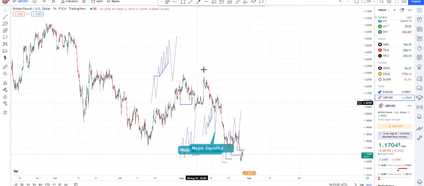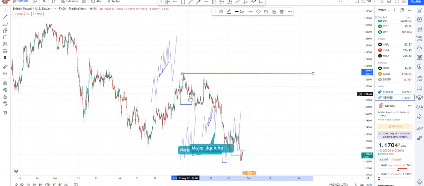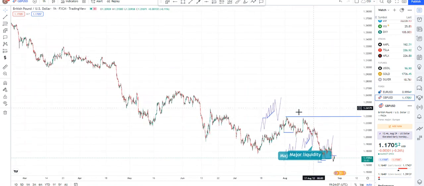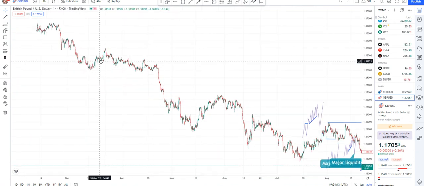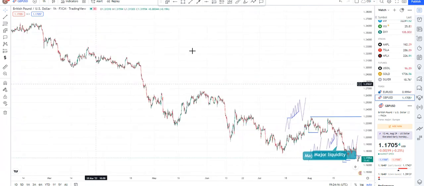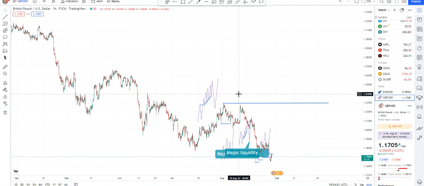If this price action now should ever come up to this place and take out this high, okay, this high is a major liquidity on this entire downtrend. Once this high gets taken out, I will be buying it for a very long time because we are probably going to retrace all the way up to something significant. So this high is a major liquidity.